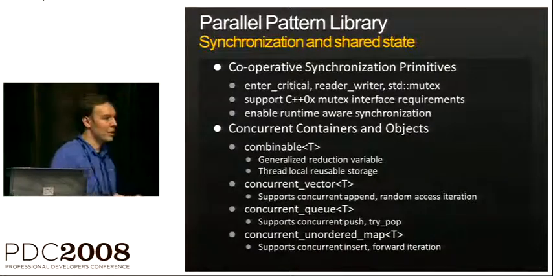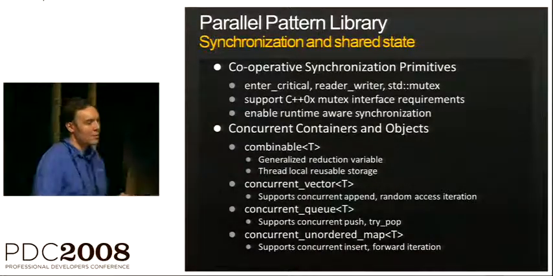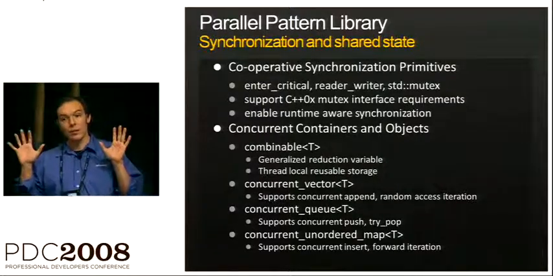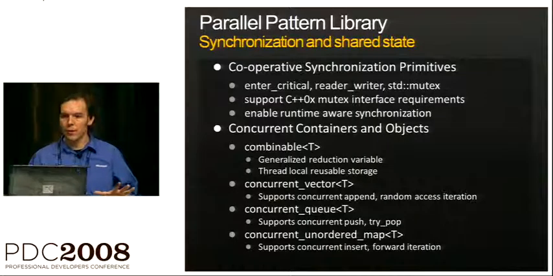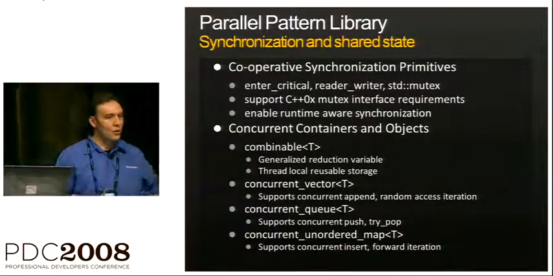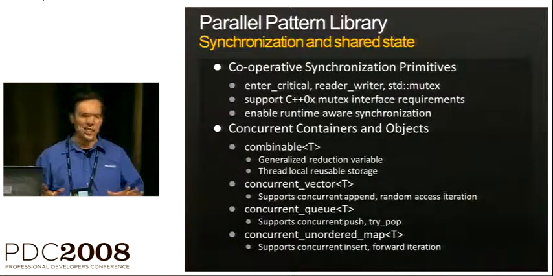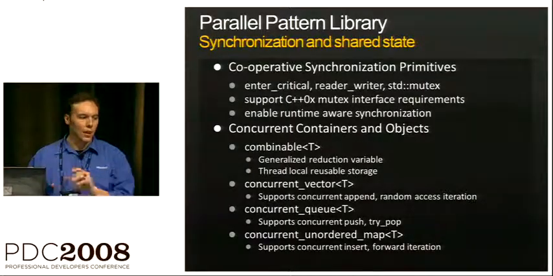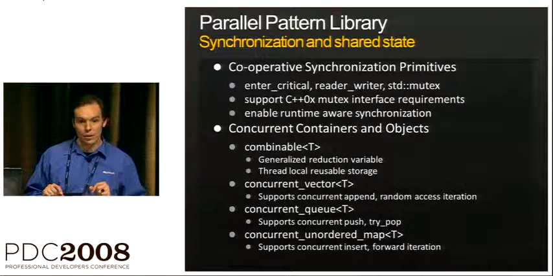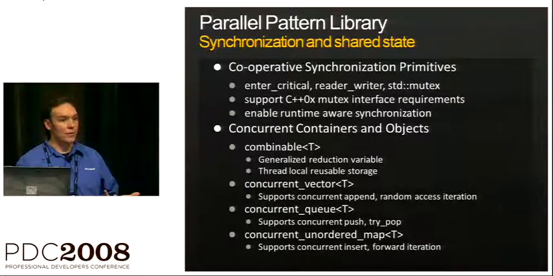And then concurrent containers and objects. So we'll talk about something called combinable, which is really a generalized reduction variable that can provide thread-local reusable storage. This isn't in the CTP, unfortunately, but I have the next few slides talking about it so we can actually look at that. We can talk about a concurrent vector.